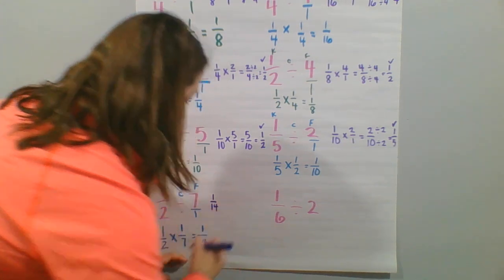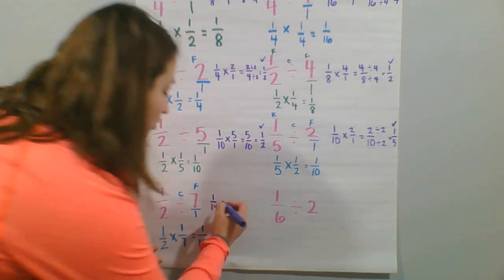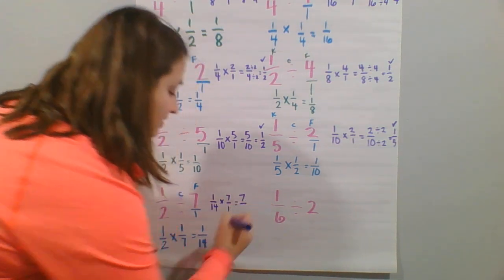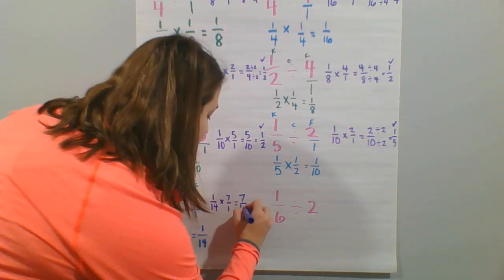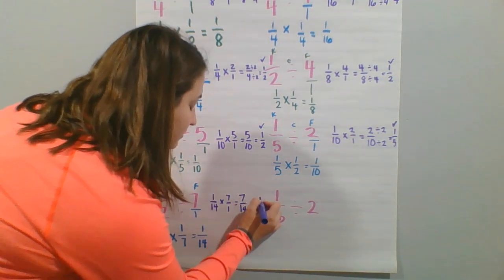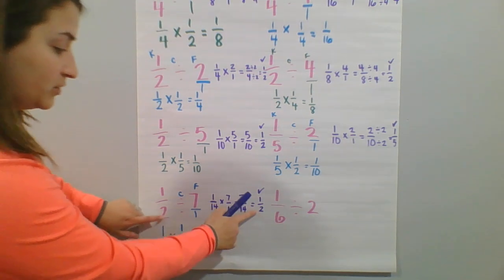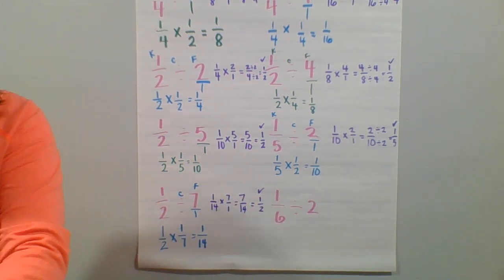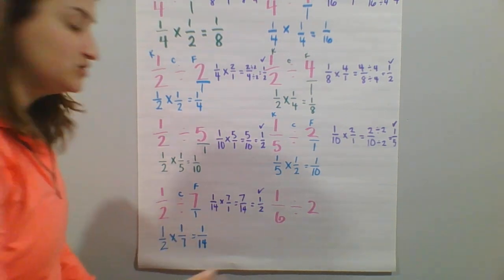So 1/14, we're going to multiply by 7/1. 1 times 7 is 7. 14 times 1 is 14. And we know that 7 is half of 14. So we are correct. And then last but not least, 1/6 divided by 2.